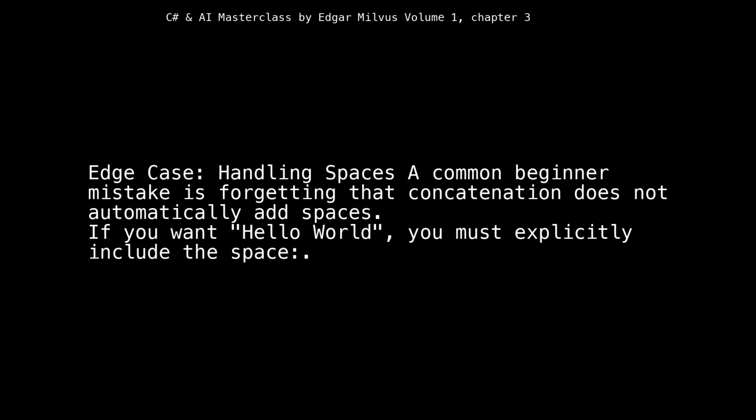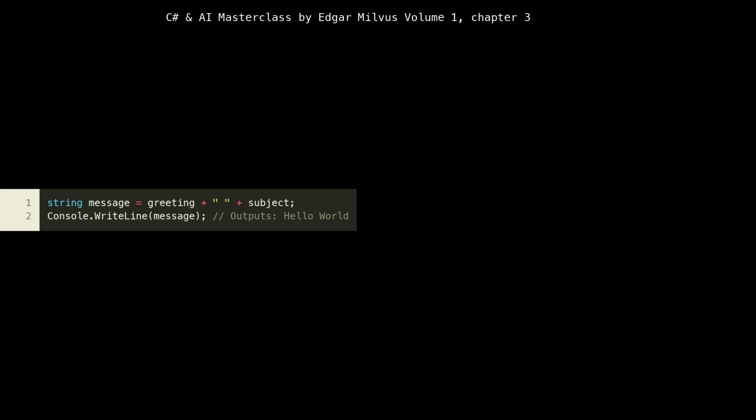Edge case: handling spaces. A common beginner mistake is forgetting that concatenation does not automatically add spaces. If you want "Hello World," you must explicitly include the space. Here, at line 1, we're combining two string variables, greeting and subject, along with a space in between, to form a new string called message.